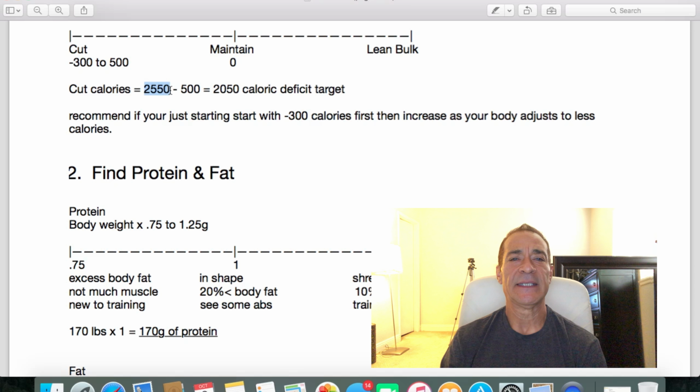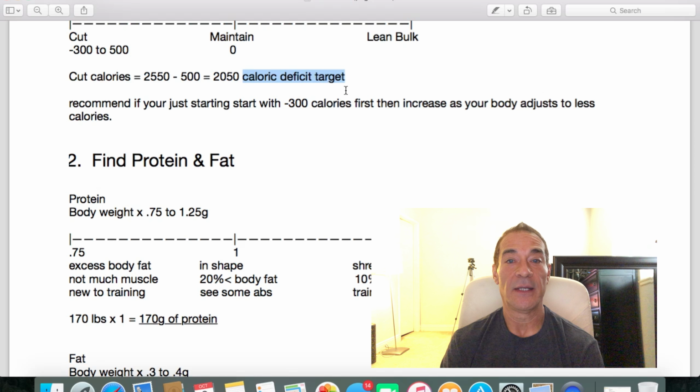So if you want to lose weight and you want to cut calories, you would take your maintenance calories, which in this case we determined is 2,550, minus, now there's a range that you can subtract when it comes to reducing calories, between 300 and 500. For this example, I'm going to use 500. So minus 500 equals 2,050 calories. This is your calories for the day if you want to be at a deficit and if you want to lose weight. So your maintenance is 2,550 and your caloric deficit target is 2,050.